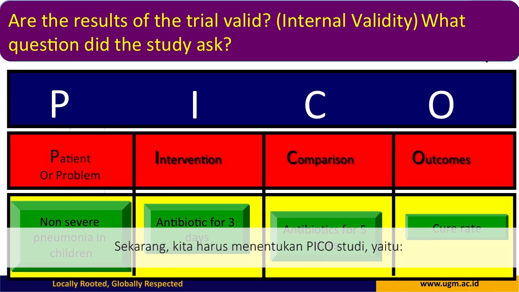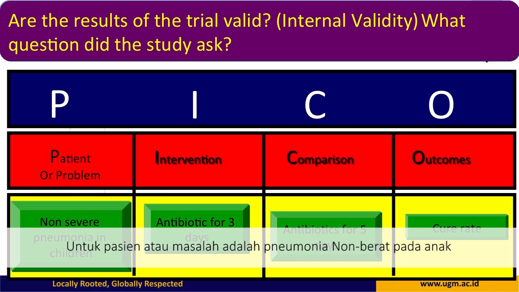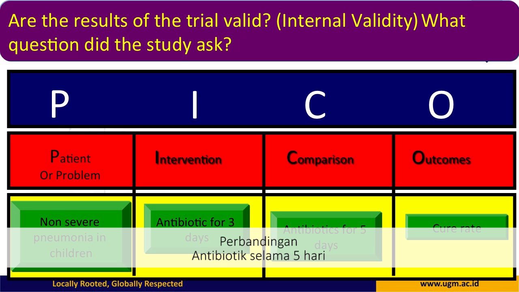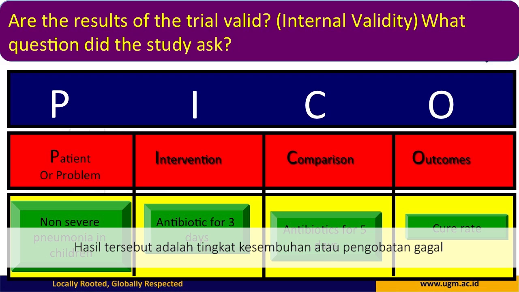Now, we should determine the PICO of the study, which are: for the patient or problem was non-severe pneumonia in children. Intervention was antibiotic for 3 days. Comparison, antibiotic for 5 days. The outcome is the cure rate or treatment failure.